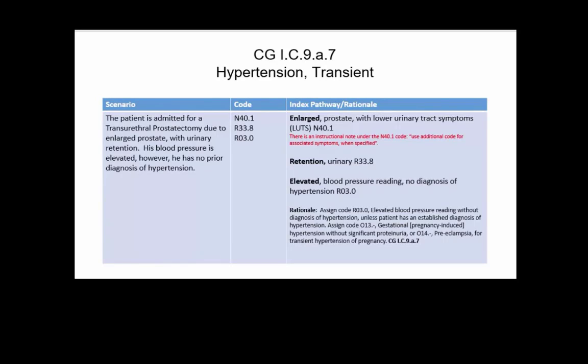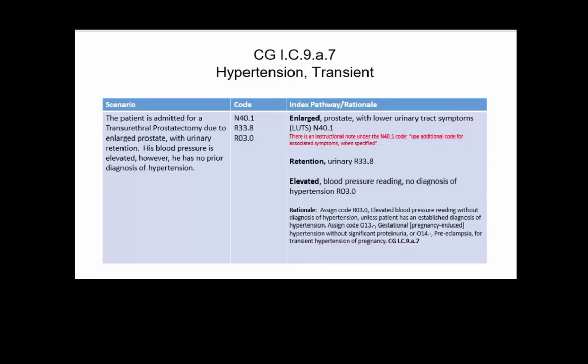This next guideline has to do with transient hypertension. This is hypertension in a patient who is not normally hypertensive. The case I have here in the scenario is a patient admitted for a transurethral prostatectomy due to enlarged prostate with urinary retention. His blood pressure is elevated, however, he has no prior diagnosis of hypertension. The guideline tells us you're going to assign the code R03.0 for an elevated blood pressure reading without diagnosis of hypertension, along with your codes that are describing why the patient has been admitted.